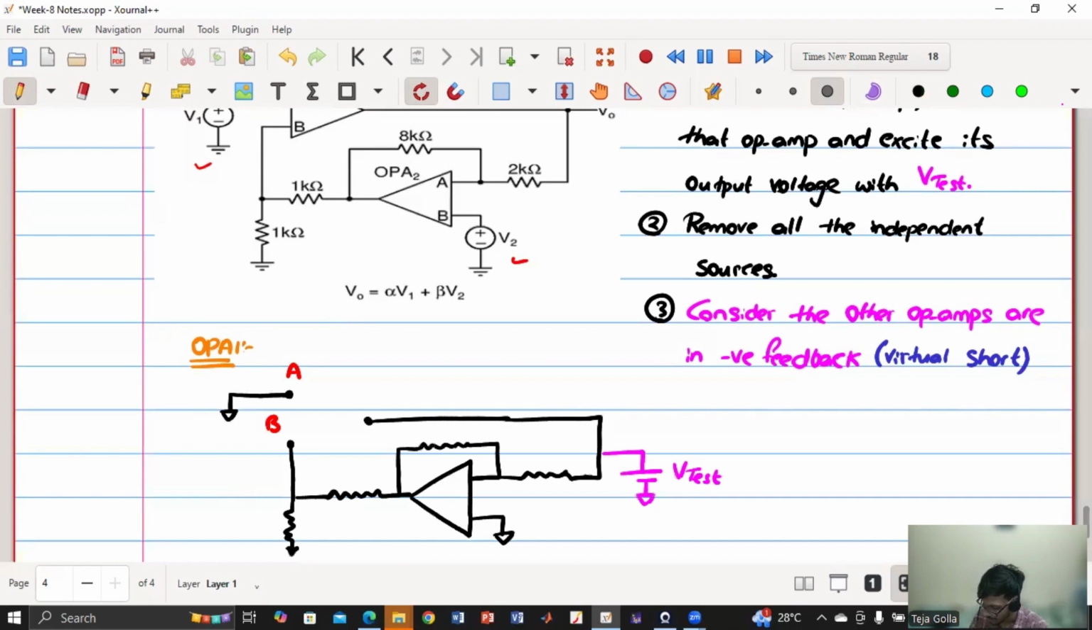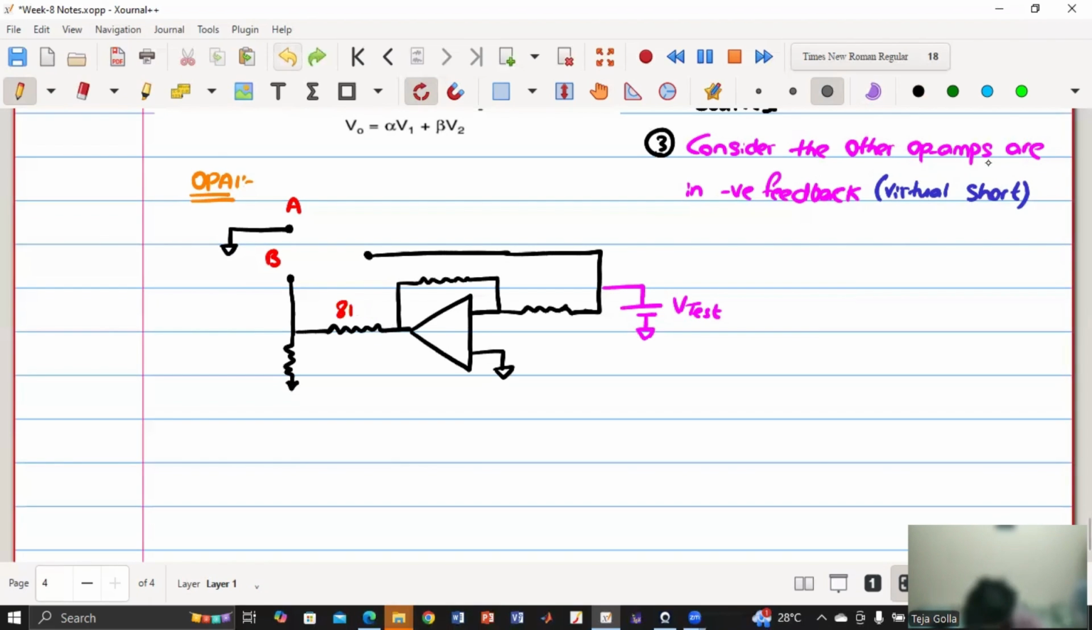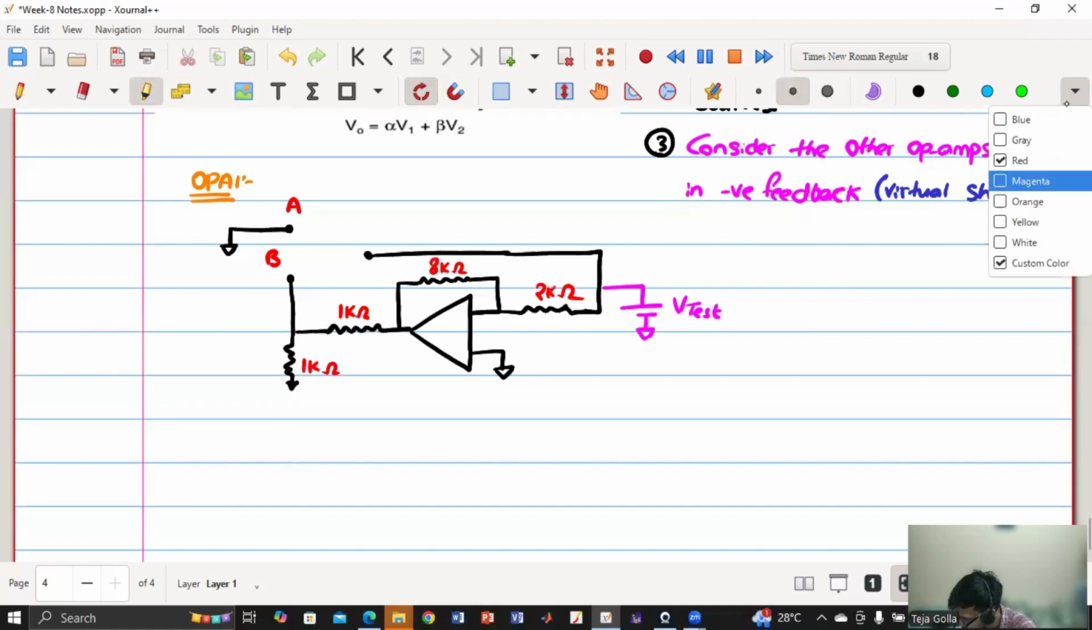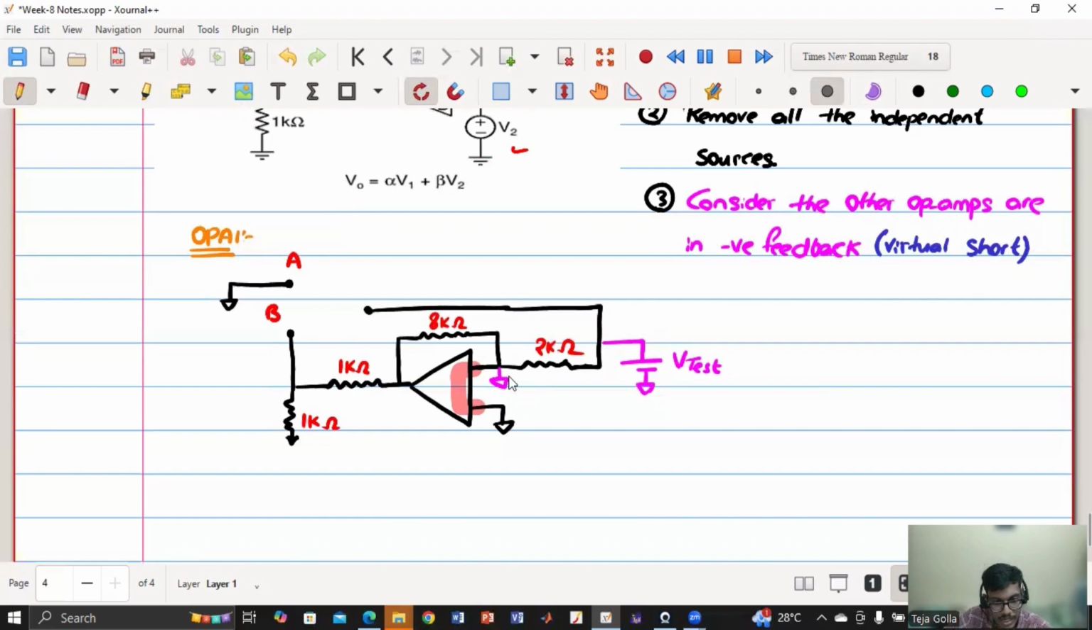Okay. So now I have to calculate VAB. Sorry, I think this is 1K. This is 1 kilo ohm, 1 kilo ohm, 8 kilo ohm, 2 kilo ohm. So what is the assumption that I'm making? The assumption is it is virtually short because this is already in negative feedback. So if this is ground, then this is also ground, right? So this is also connected to the ground because I am assuming that it is already in negative feedback. Even though I don't know the terminals, that is the assumption that I am making. So is this part clear?